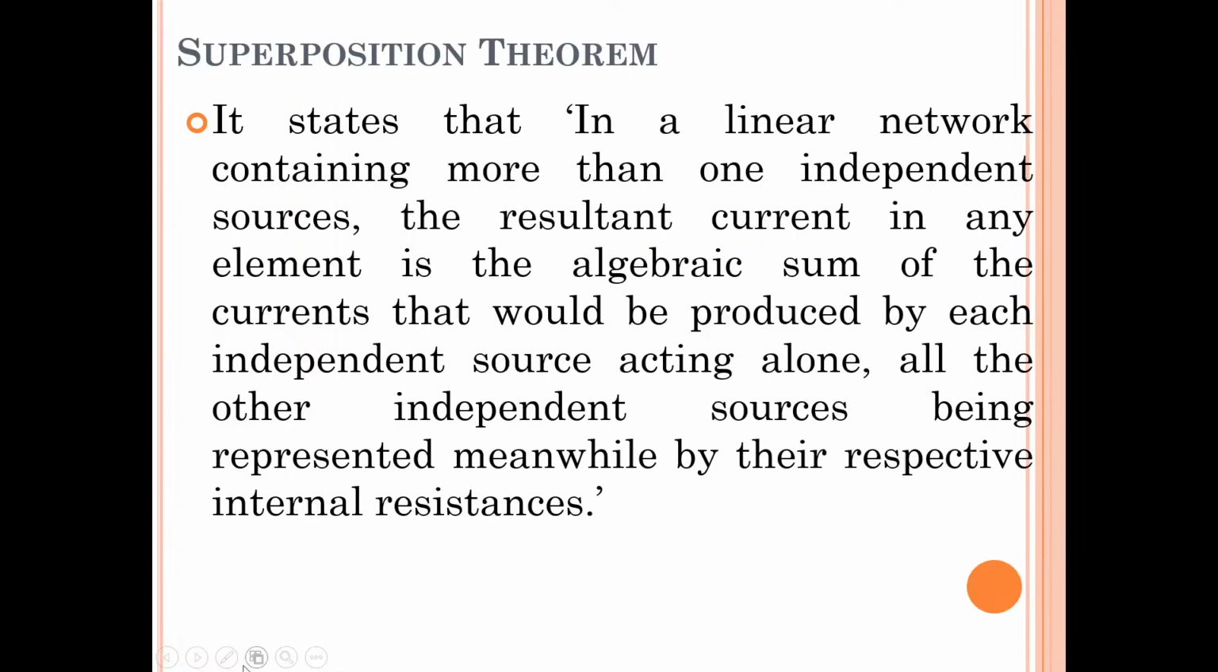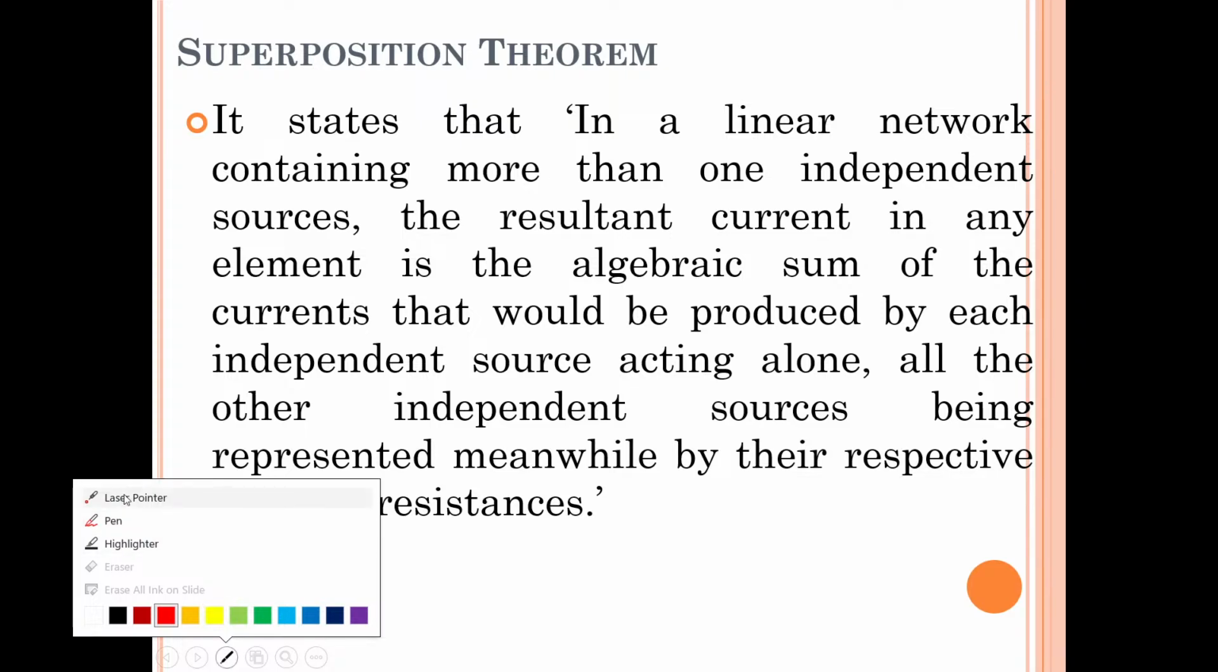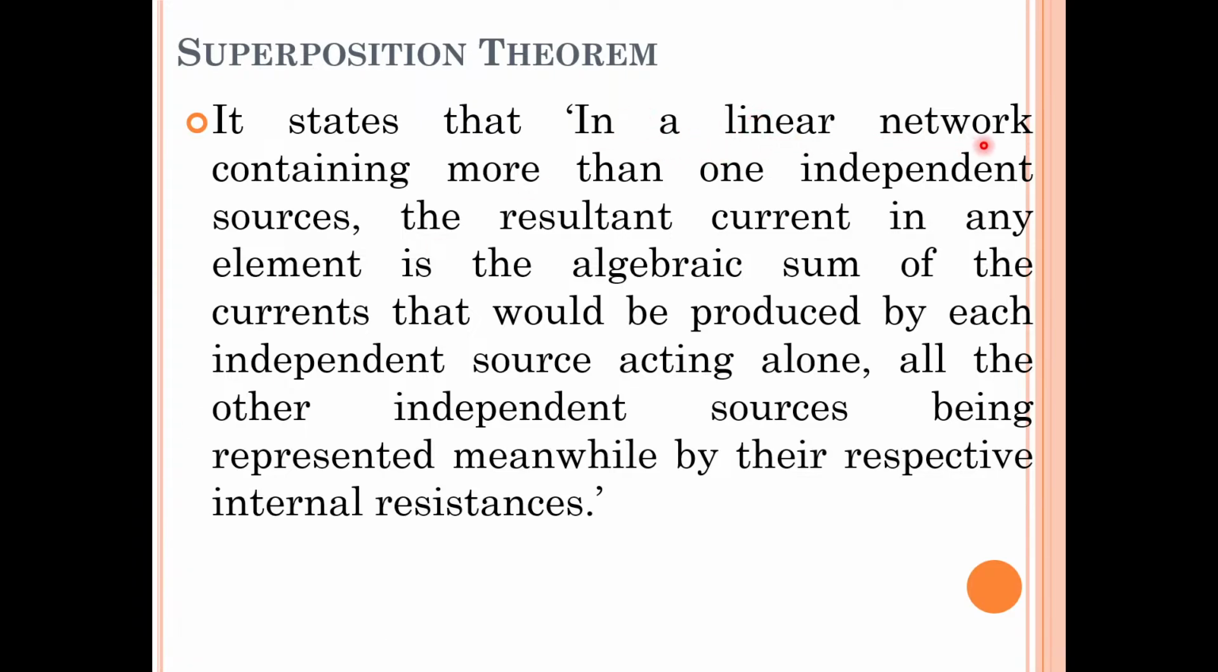The superposition theorem states that in a linear network containing more than one independent source, the resultant current in any element is the algebraic sum of the currents that would be produced by each independent source acting alone, all the other independent sources being represented meanwhile by their respective internal resistances. So this is the statement of the superposition theorem. I'll just explain it so that you will be able to understand better. Later you can note it down.